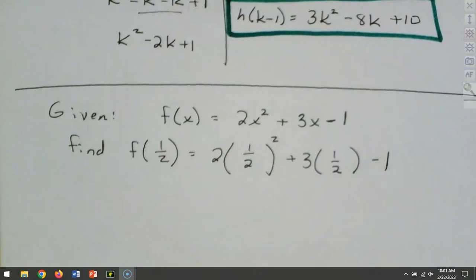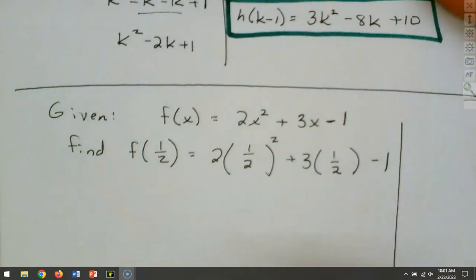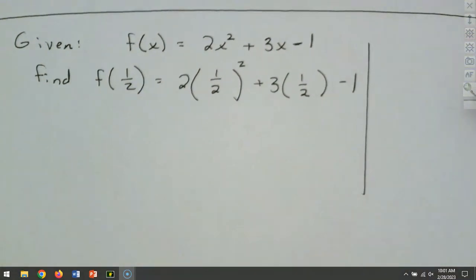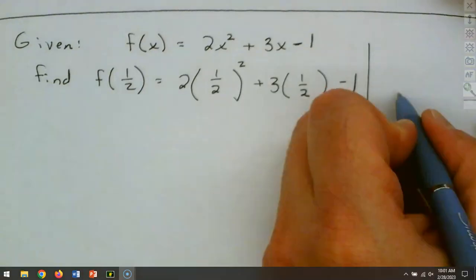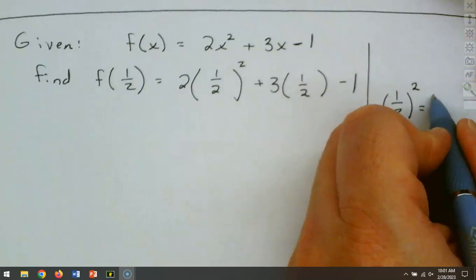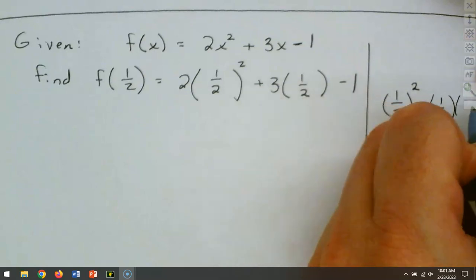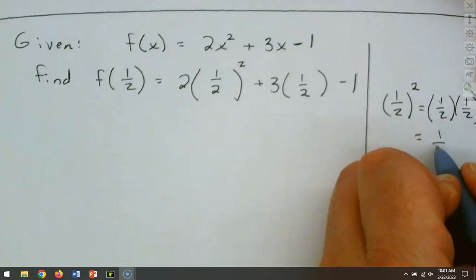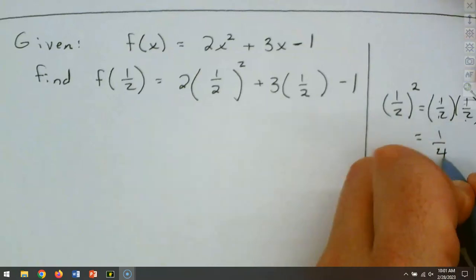How do we work with this? Well, we need to do our exponents first. Remember, that's our first rule. And how do I square the fraction? Well, a half squared is a half times a half. And I simply multiply 1 times 1 is 1. 2 times 2 is 4.